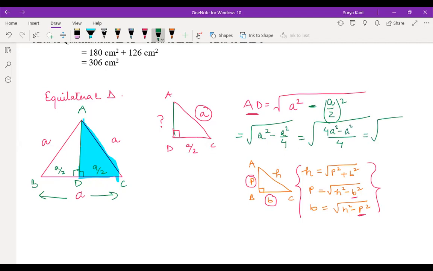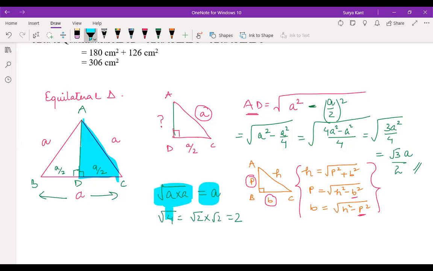Where you are having doubt, just let me know. Root of 3, A square root is nothing but A only, divided by 2. See, if anything is repeating twice in a root, your answer is A. Root 4, what can we write? Root 2 into root 2, so the answer is 2. This concept only we have used to find the root part.